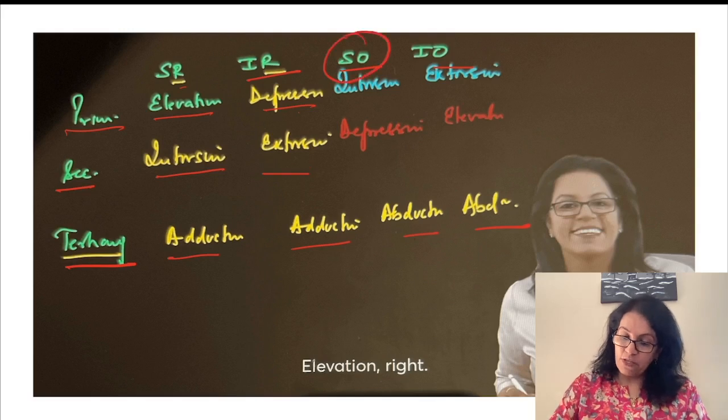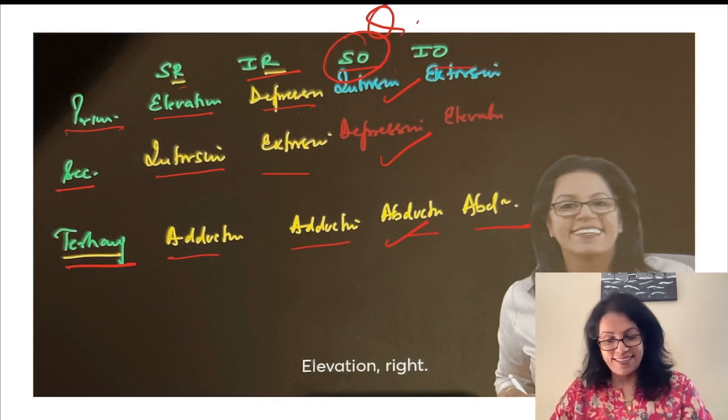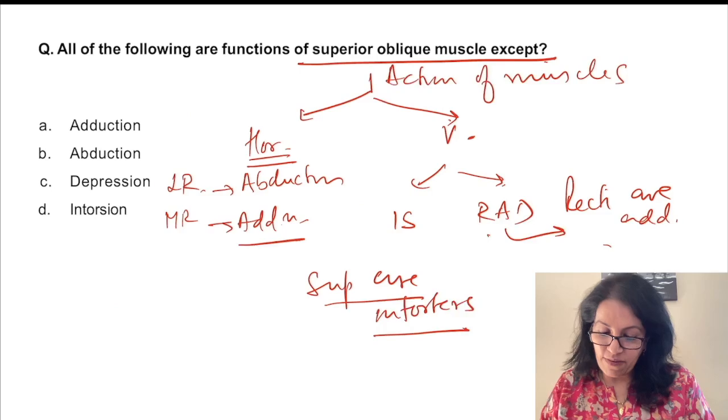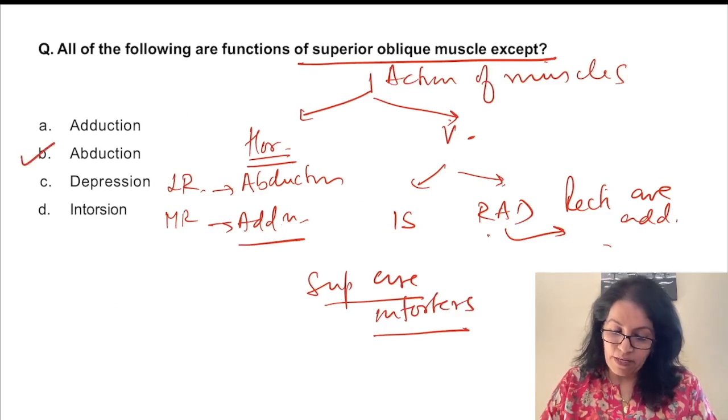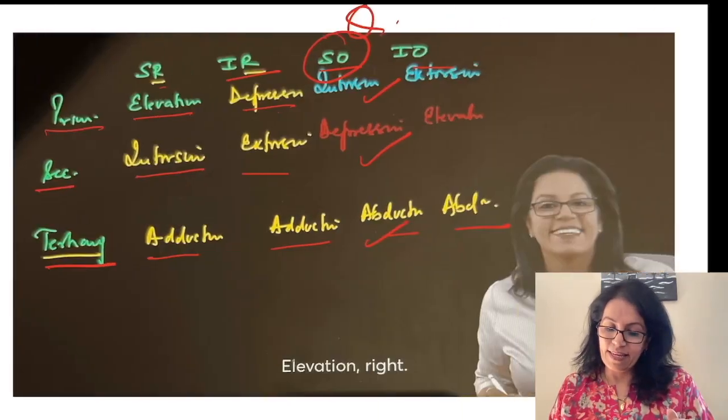They have asked you for superior oblique. Primary action intorsion, superior, but it's oblique, so it's depression and abduction. They're all abductors, right? So here we will answer. What is the answer? Abduction. Except which one? Abduction. We come to the next.